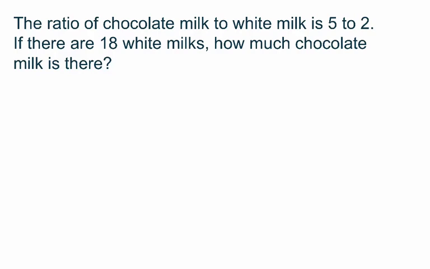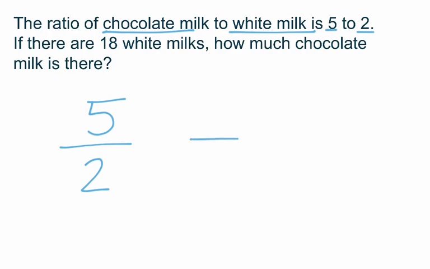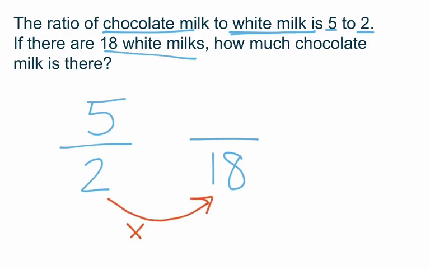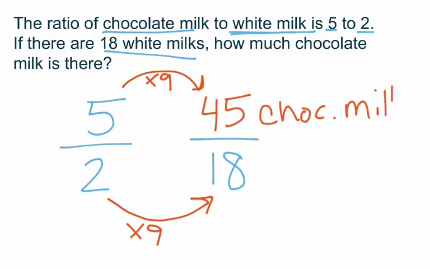The first thing I'm going to do is write my ratio. The ratio of chocolate milk to white milk is 5 to 2. So I'm going to write this in that fraction form again. You don't have to write it in this form, just the way I like to when trying to solve for equivalent ratios. I know I need to get to 18 white milks. Again, white milk was second in our original ratio, so this 18 is going to go on the bottom here. I quickly recognize that to go from 2 white milks to 18 white milks, I would have to multiply by 9. What I do to the one, I'm going to do to the other. That means there would be 45 chocolate milks.